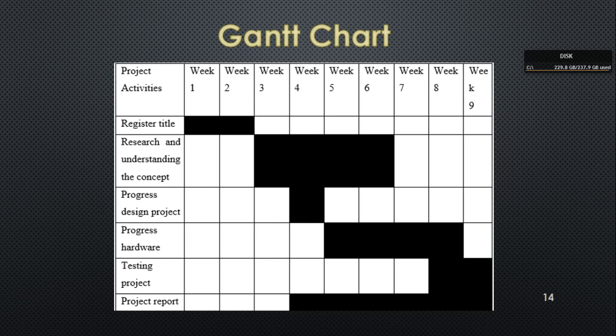This is my Gantt chart. Project activities start from week 1 till week 9. Registering titles takes week 1 till week 2. Research and understanding my project took 4 weeks, from week 3 till week 6. The design of the project took 1 week, in week 4. The hardware progress is from week 5 till week 8. Testing the project is in week 8 till week 9. For the project report, I started from week 3 till week 7.